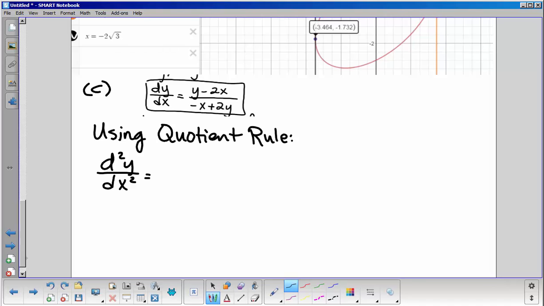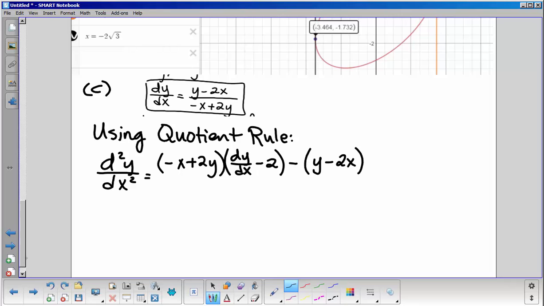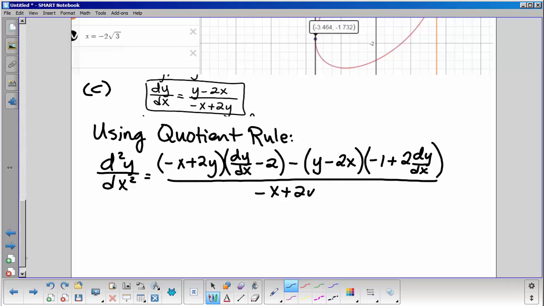So we say low d-high, which is negative x plus 2y, times dy/dx, minus 2, minus high, which is y minus 2x, times the derivative of the bottom, which is negative 1, plus 2 dy/dx, all over negative x plus 2y squared, right?